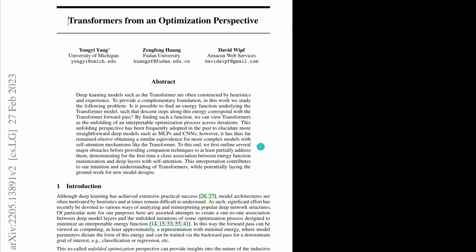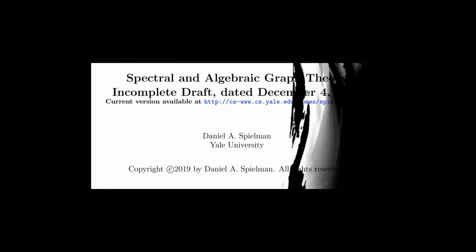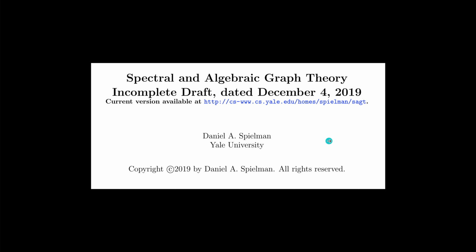Of course, this does not come suddenly, because if you look back at the beginning of 2023, you had this study, the transformer from an optimization process, and they looked into whether it is possible to have an association between an energy function minimization and the deeper layers of self-attention. So for years, there was this idea: can we describe this in a mathematical model? But of course, there's one paper, this is the Bible if you want. This is from Yale University, Spectral and Algebraic Graph Theory. Now, if you read incomplete 2019, you see it's an old paper, forget it.